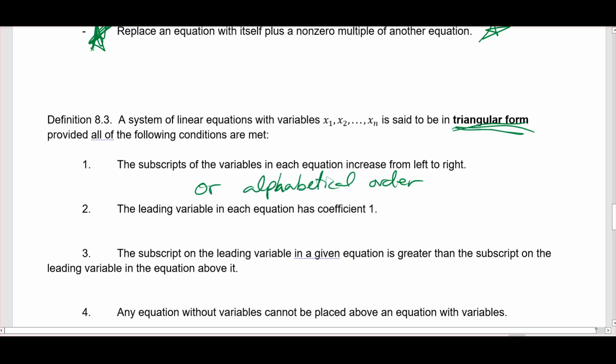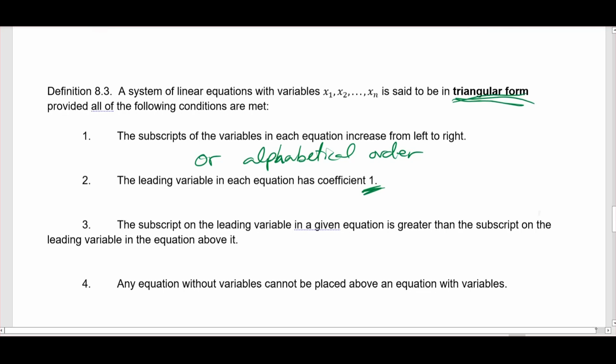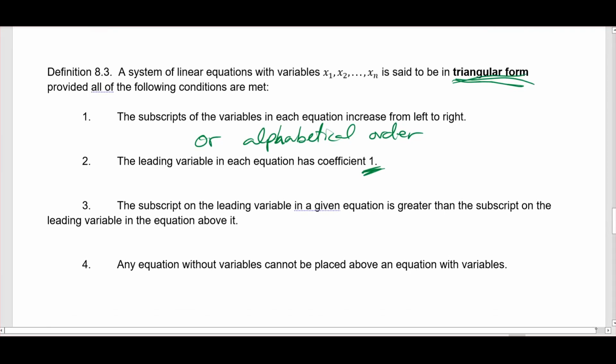The leading variable in each equation has coefficient 1, so it's just an a, or just an x, or just a y. Its leading coefficient is 1. The subscript on the leading variable in a given equation is greater than the subscript on the leading variable in the equation above it. Or to phrase this with letters, each row as we go down, we're going to be removing the letter before it.